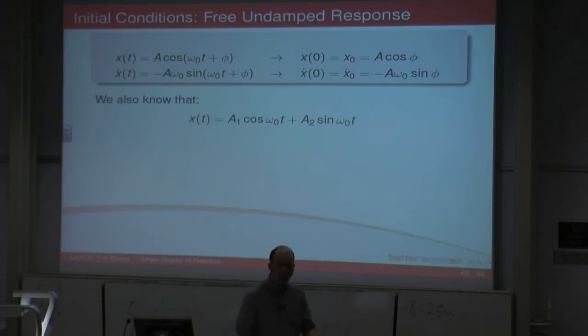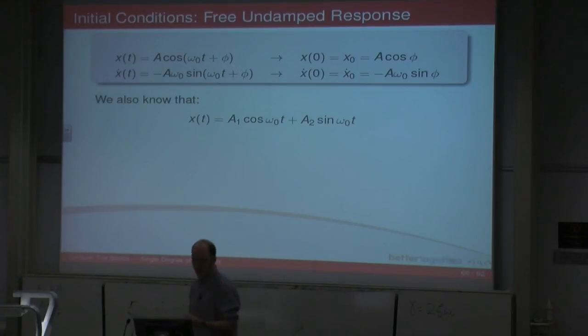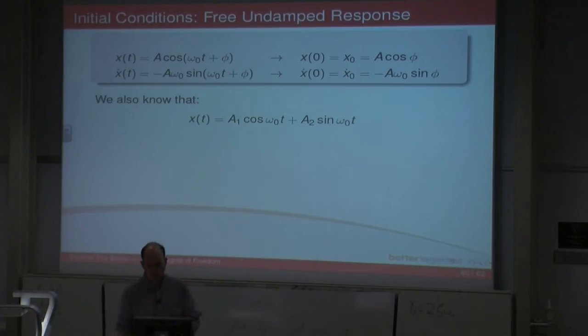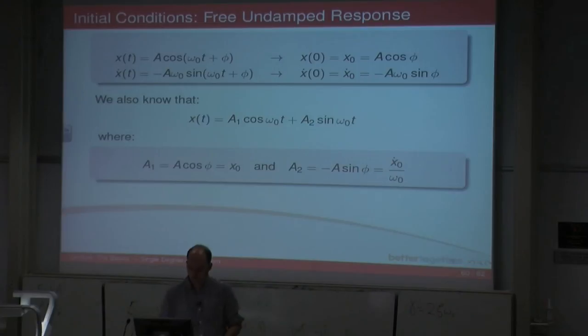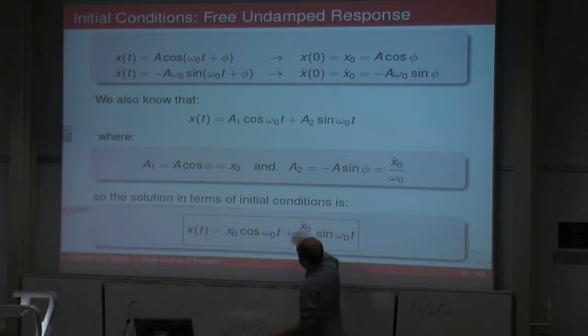Now we can also write those as solutions in terms of x naught and x dot naught. Here we've worked out that x naught is A cosine phi. Well, we know that A cosine phi is a1. And we know that minus A omega naught sine phi, well, we can rearrange that by dividing x dot naught by omega naught. We end up getting minus A sine phi, which we know is a2. And so you can rewrite that solution in terms of this.